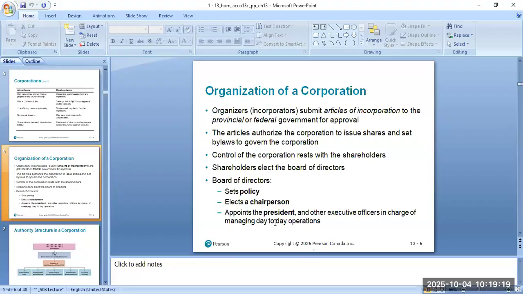Who's going to have the control? Shareholders. Then the shareholders can elect a board of directors. If you're a big corporation, you can elect a board of directors. And why do we need that board of directors? Because those are the smart people who are going to set up the policy. They're going to choose the chairperson, who's going to run the board meetings. And the board of directors is going to appoint the president.